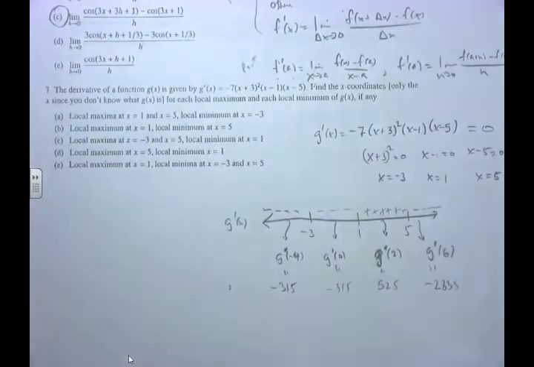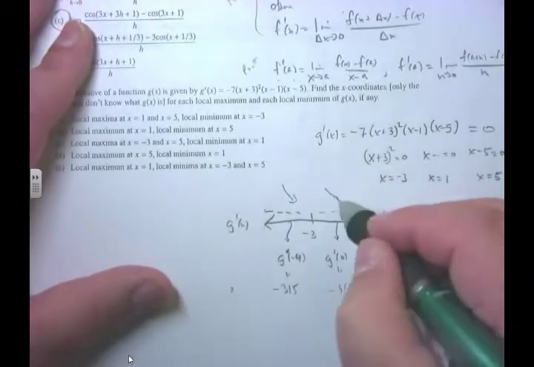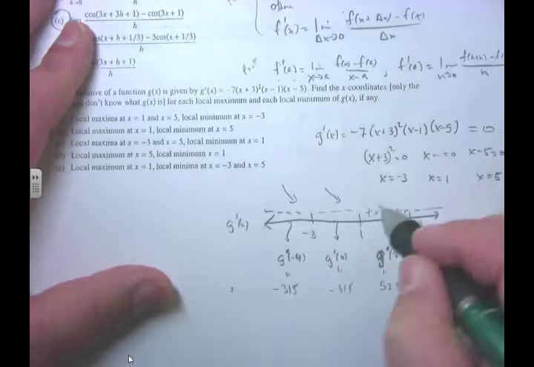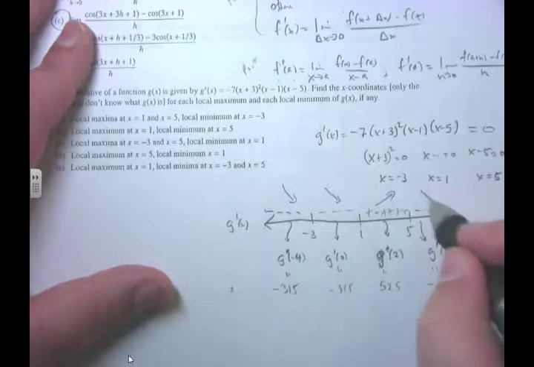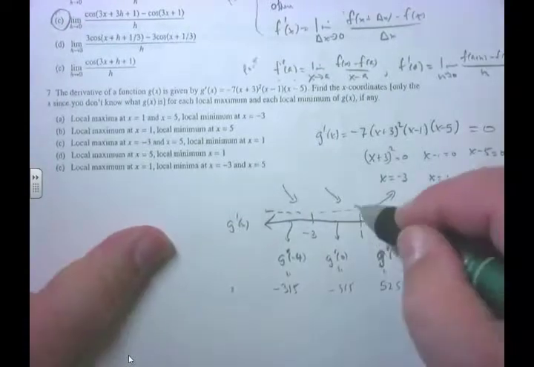What is this going to tell me? This is going to tell me that my function decreases between -infinity and -3. It decreases between -3 and 1. It increases from 1 to 5. And it decreases from 5 to infinity. So let's take a look at these critical points and decide what they are.